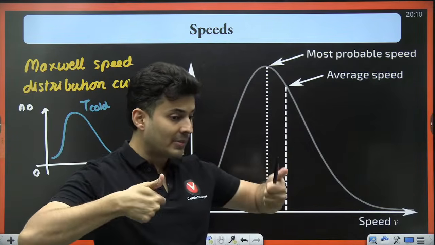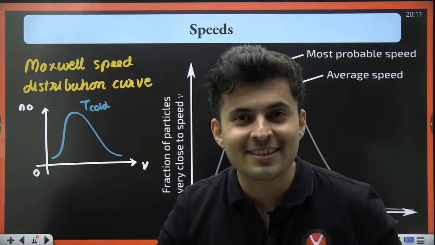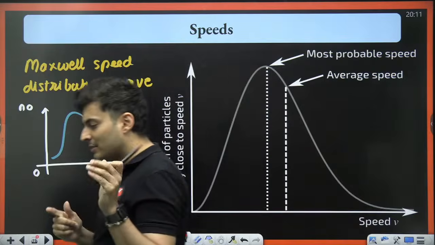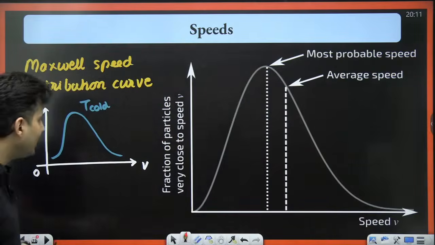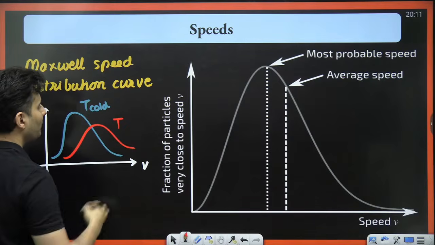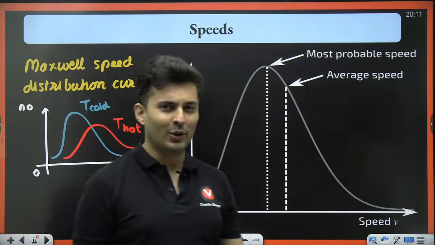Think, I'm increasing the temperature. That means I'm giving more energy. That means the molecules have more speeds. Oh, everybody's speeds will increase. Everybody's speeds will increase, meaning the graph will shift like this. So this is how it will look like for hot.